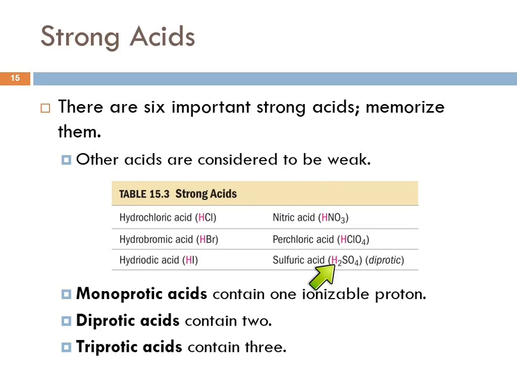Okay? We're going to study more about the diprotic and the triprotic ones later because, like for sulfuric acid, the first one that comes off is strong and the second one's weak. So that's kind of complicated, but it's still classified as a strong acid. So diprotic, 2 ionizable protons, and triprotic, 3.